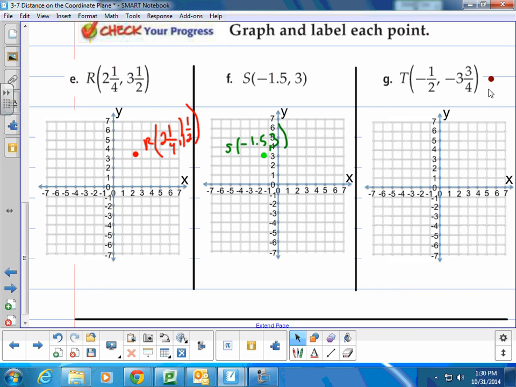Last one for T. Start my points at 0, the origin, and I'm going to go to the left 1/2, not quite to 1. And then it says I'm going to go down 1, 2, 3, and 3/4 of the way, not quite to 4, but nearly there. And I would mark and label my point with T and the ordered pair coordinates of -1 1/2, -3 3/4. Ta-da!